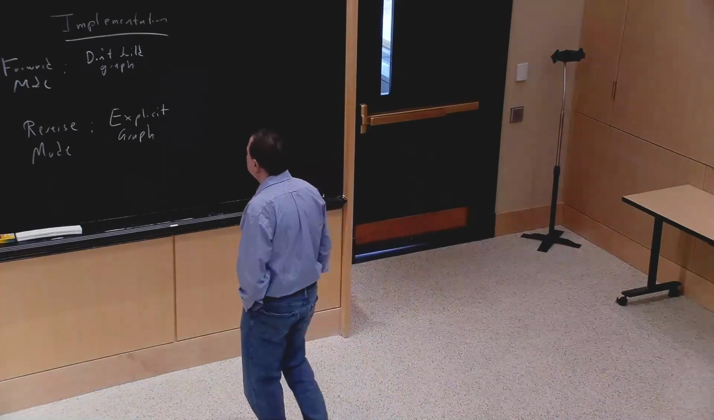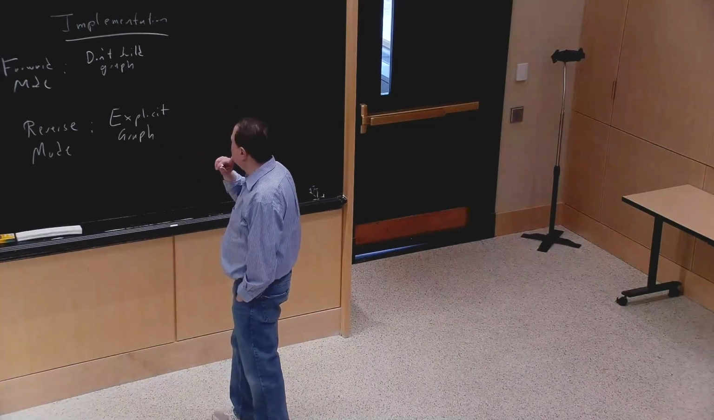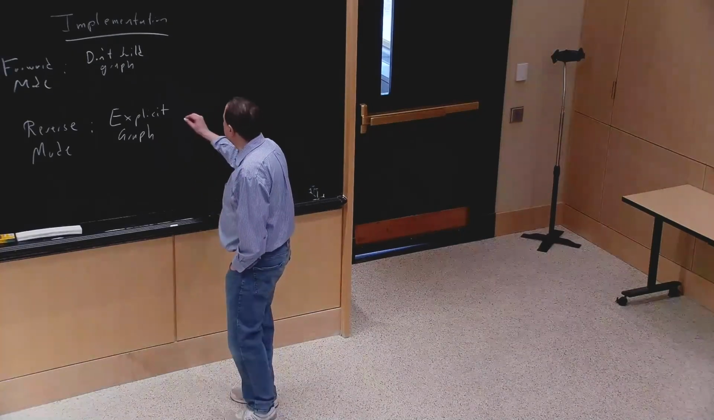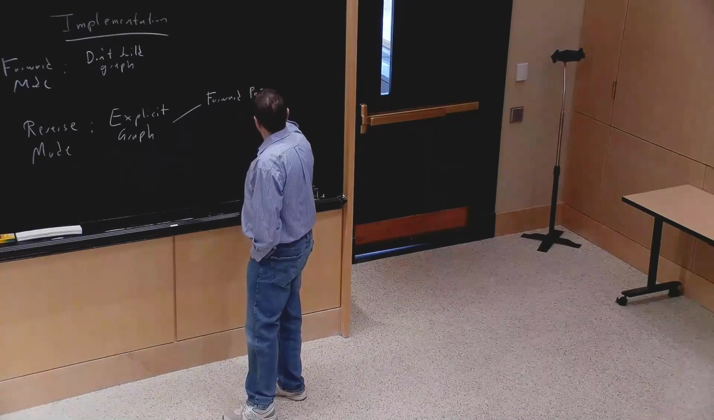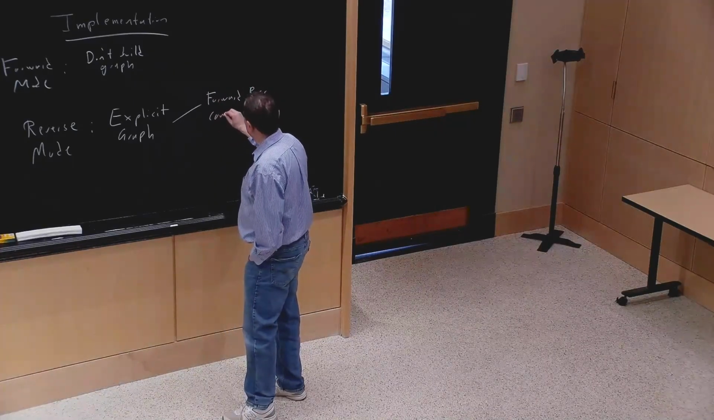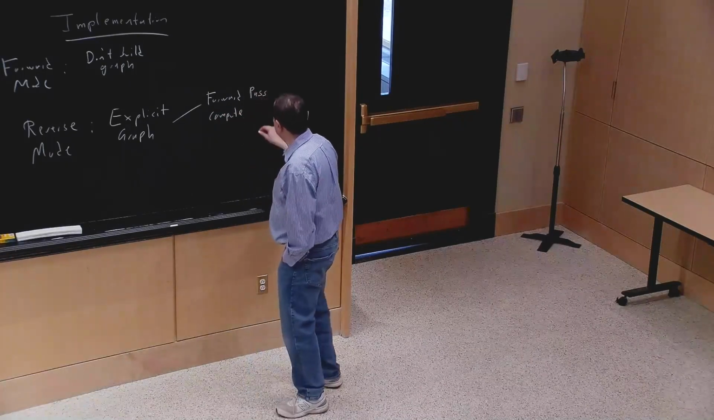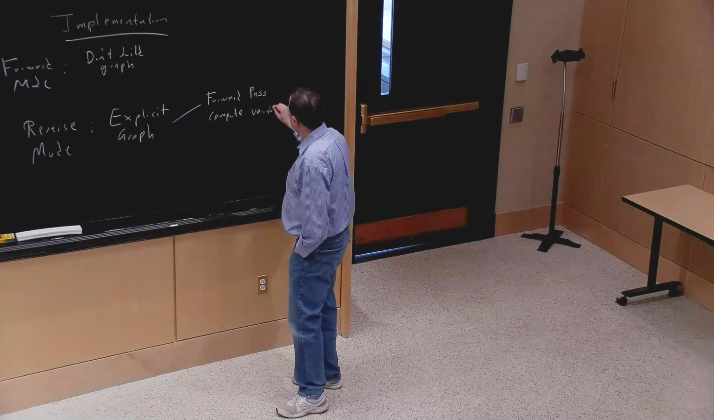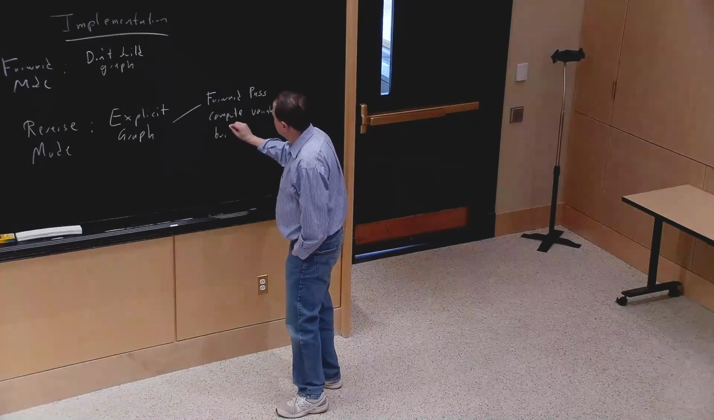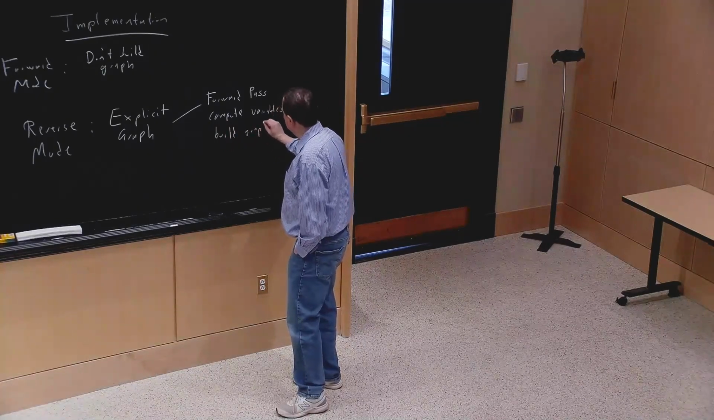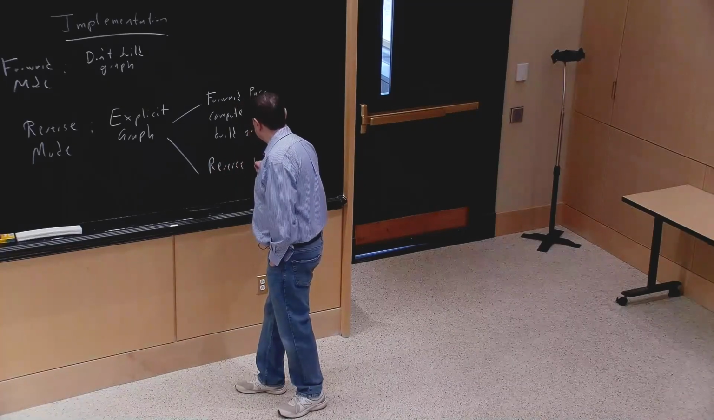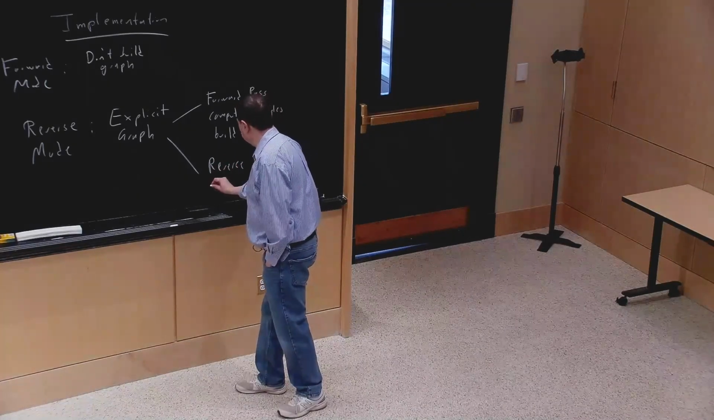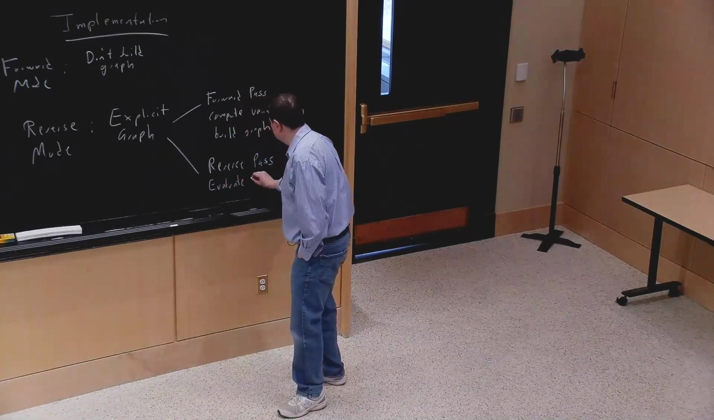But, okay, we have an explicit graph. And so what happens is you'll have a forward pass where you actually compute the primals, or the variables, and you build the graph. And then once you have the graph, you can do a reverse pass where you start evaluating the derivatives, where you evaluate the path products.